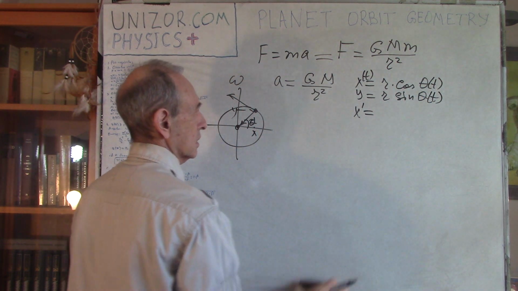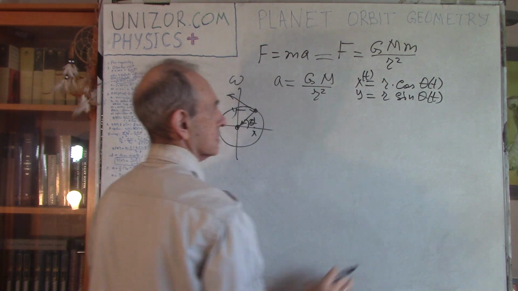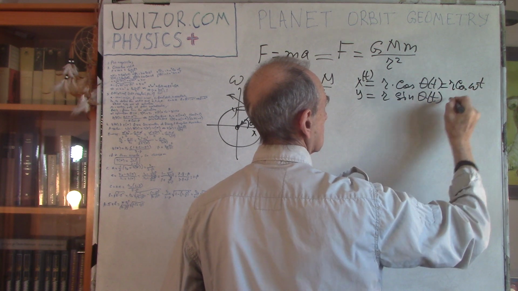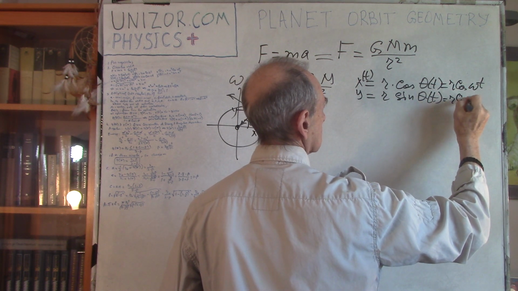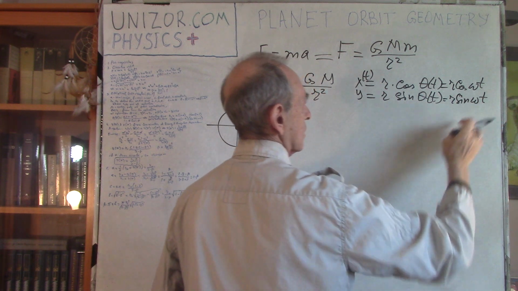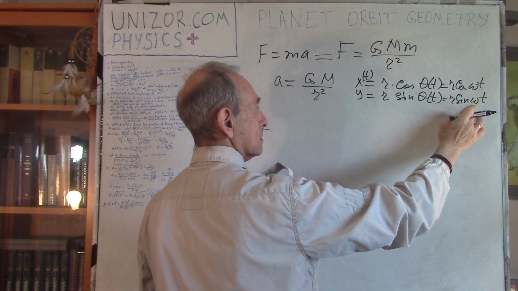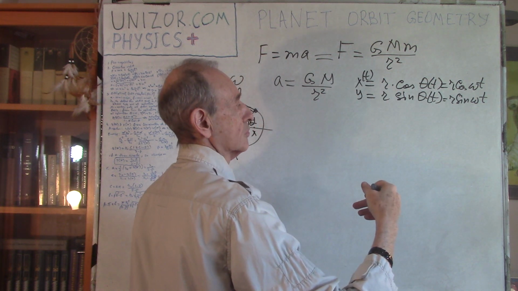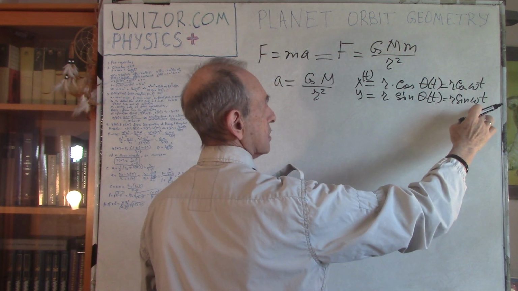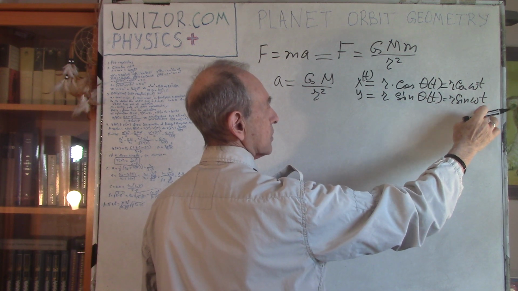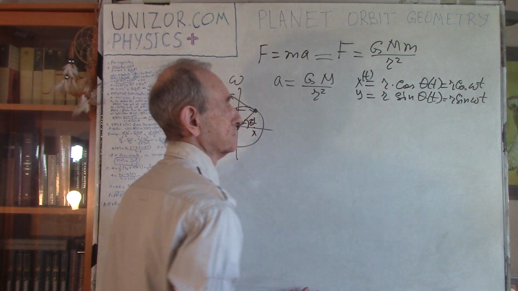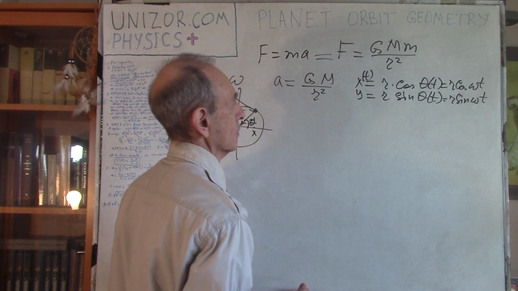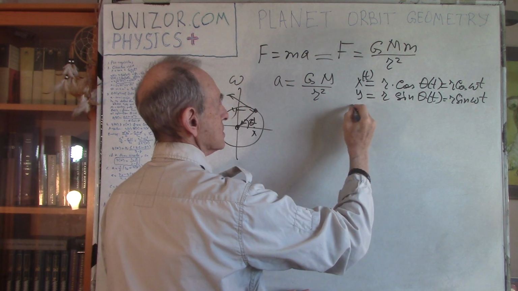Now, also, let me simplify it a little bit. It's equal to r cosine omega t, and this is r sine omega t. So if omega is angular speed, then it's uniform rotation. So by time t, we will cover the angle omega times t.